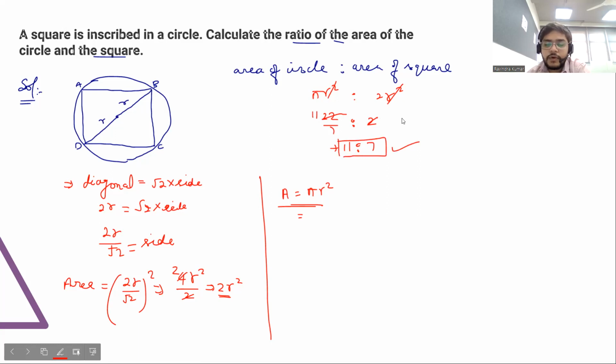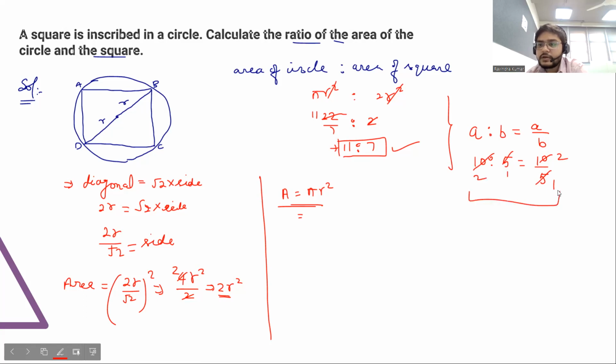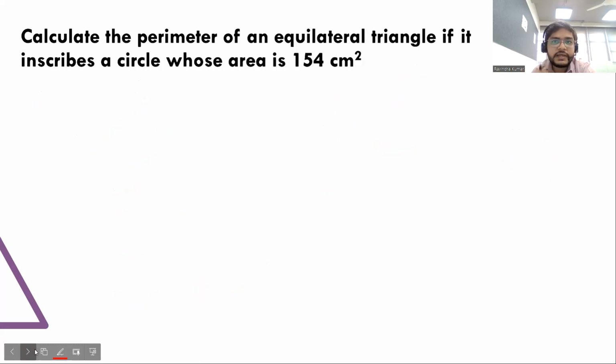And what I did here in the ratio, let's understand one thing from here. If there are some values written like this, you can write it as a divided by b. Okay, let's say there is 10 ratio 5, so you can write it as 10 divided by 5. So you can cancel out 5 ones of 5, 5 twos are 10. So I directly cancelled here. This is the concept of ratio. Okay, now let's move to the next one, and this is our next question.